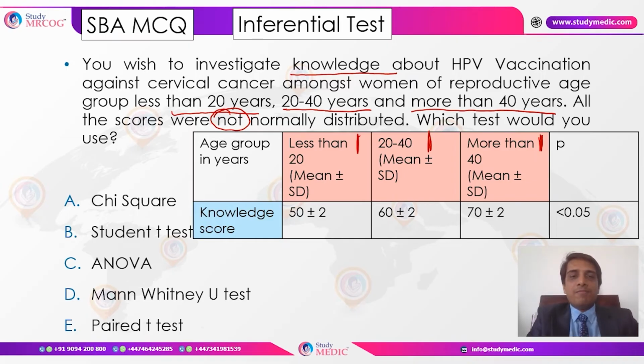Now, if it was normally distributed, which test would you use? Yes, it is ANOVA. So we would use ANOVA if you want to find out the significance of the difference in means between more than two independent categorical groups, mutually exclusive, and if it is normally distributed.